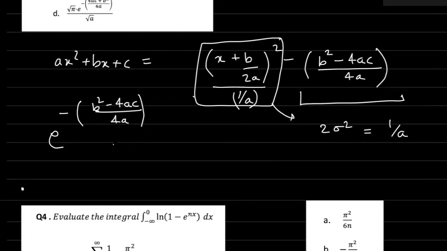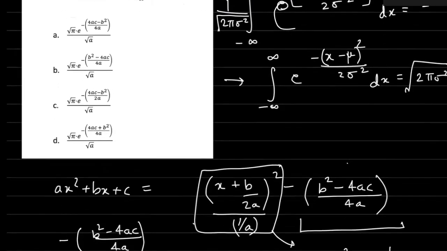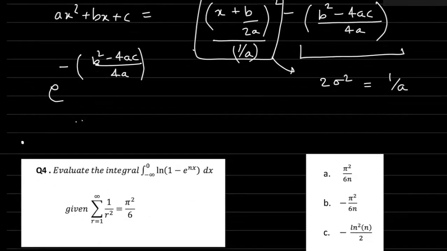Okay, so therefore in this part where this integral evaluates to 2 pi sigma square, our answer should come out to be pi into 1 by a. Therefore it becomes this thing into this. This is our answer.